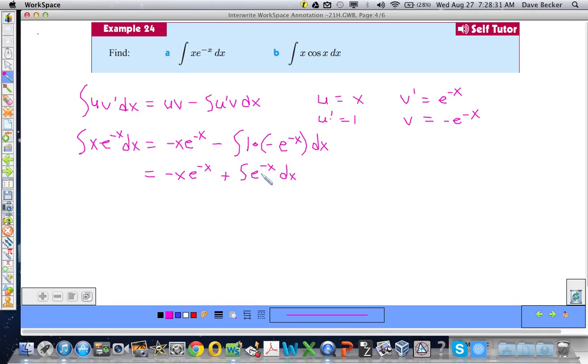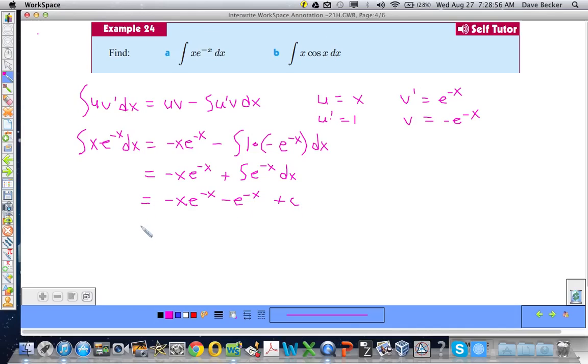It is integratable, isn't it? I should have pointed that out earlier. You can see right away that u prime v is indeed integratable. Okay, and so this is equal to negative x e to the negative x, and the integral of e to the negative x is negative e to the negative x plus c.